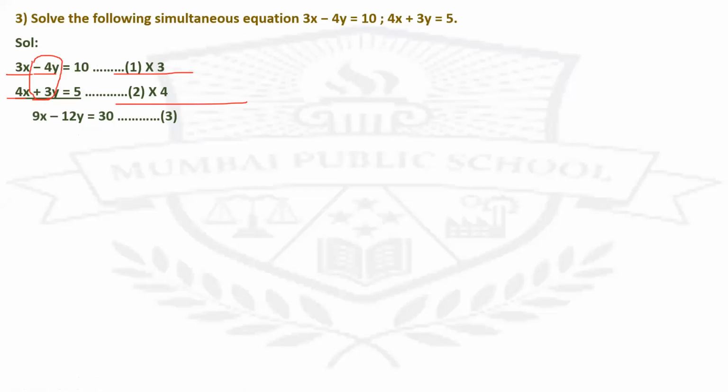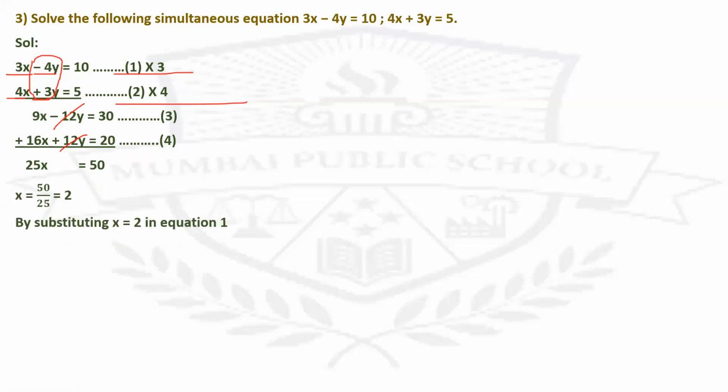your first equation is written as 9x minus 12y equals 30. Second equation is minus 16x plus 12y equals 20. Now here, check, minus 12y and plus 12y get cancelled off. You're left with 25x equals 50. So what is the value of x? x is 50 upon 25, that is equal to 2.